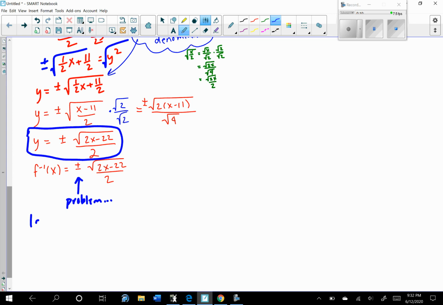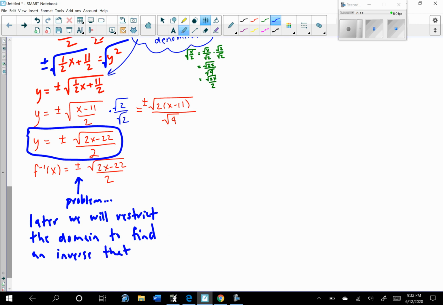So later, we will restrict the domain to find an inverse that is a function. And I should say restrict the domain for f of x to find the inverse that is the function.